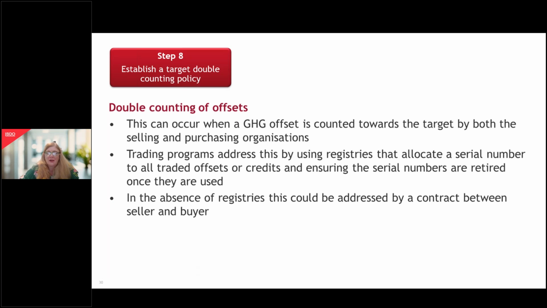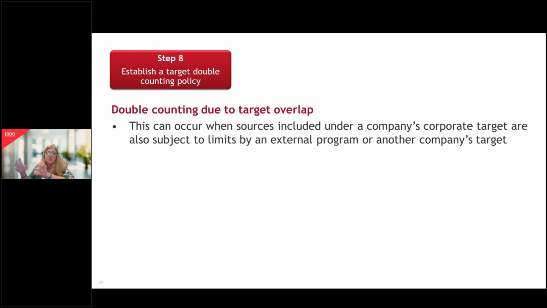Also, double counting of offsets can occur when greenhouse gas offsets are counted towards the target by both the selling and the purchasing organization. So it's important that trading programs address this by using registries that allocate a serial number to all traded offsets or credits, and ensuring that serial numbers are retired once they have been used by a particular entity. So if we don't have this control, we could have a problem where the same offset is being used by multiple companies. Then also there could be double counting due to target overlap. This can occur when sources included under a company's corporate target are also subject to limits by an external program or another company's target.